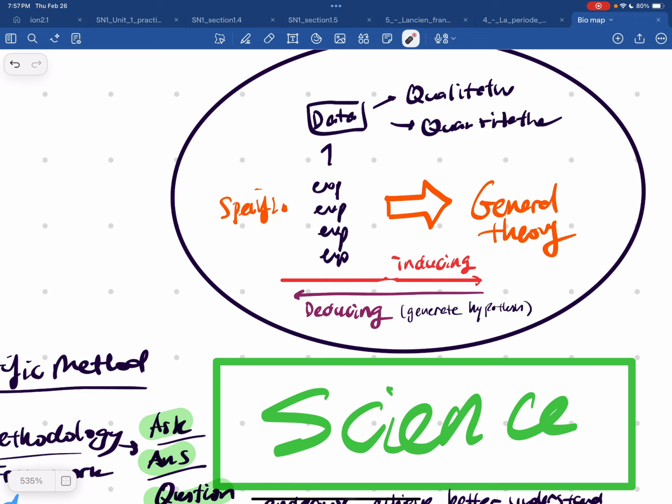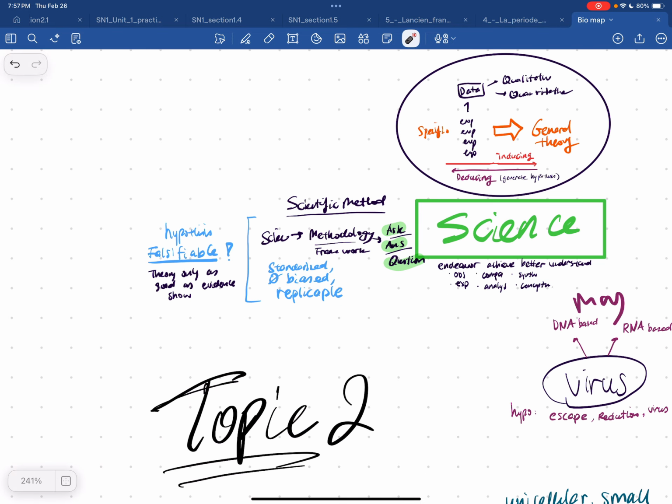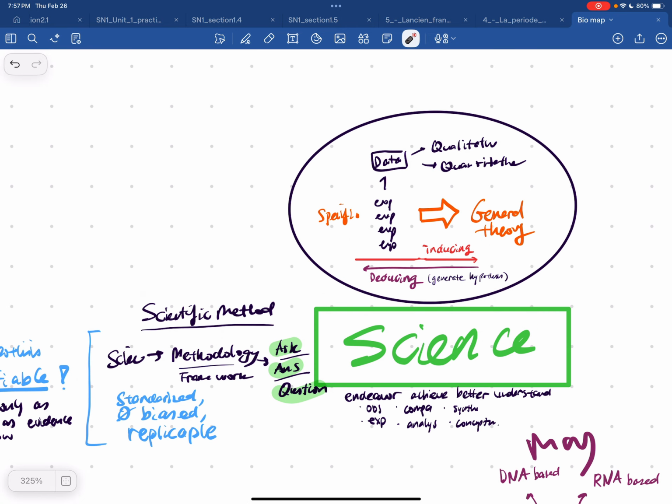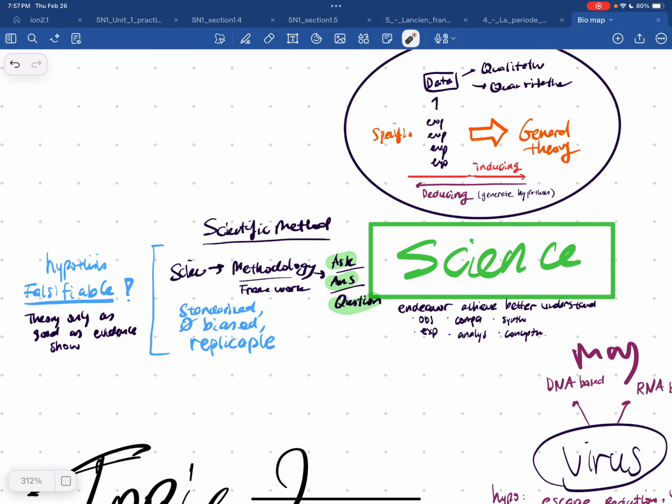Then data can be quantitative. Yeah, so to reach a theory, to reach a conclusion is inducing. And I think we needed to know how hypothesis worked. Data are collected from lots of things, and data could be either quantitative or qualitative, numerical, size, color, etc.